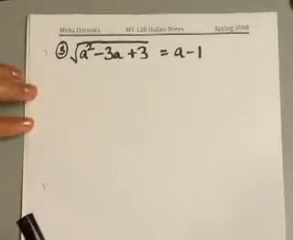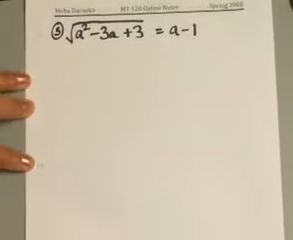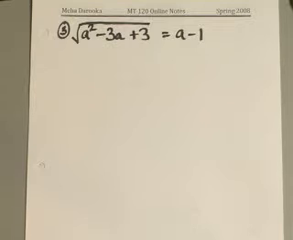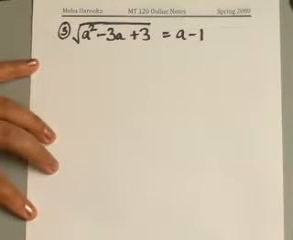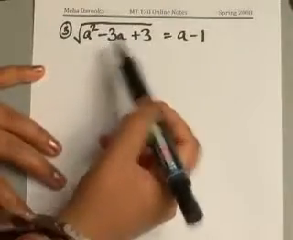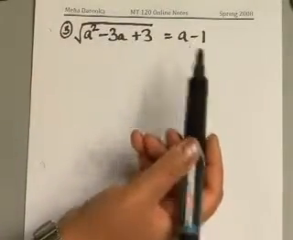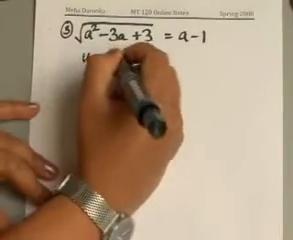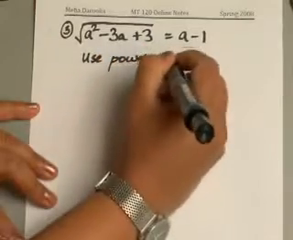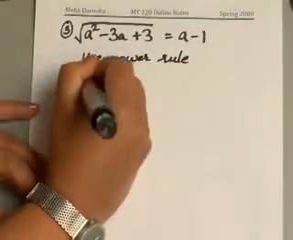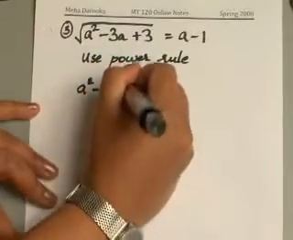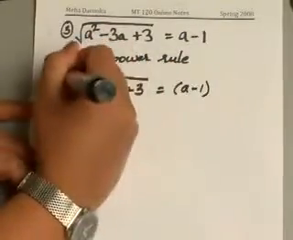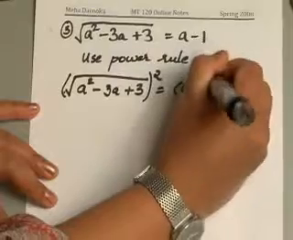Now let's say we have something of this type. Square root of a squared minus 3a plus 3 equals a minus 1. Okay, so again, you can see that you have a radical on one side and other values on the other. So again, we don't need to isolate our radical. We can directly go ahead and apply our power rule. And since you have a square root, you will go ahead and square both sides of your equation here.